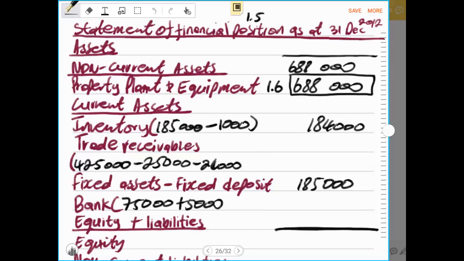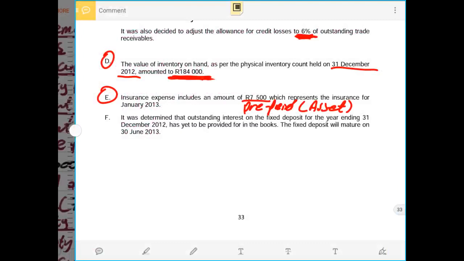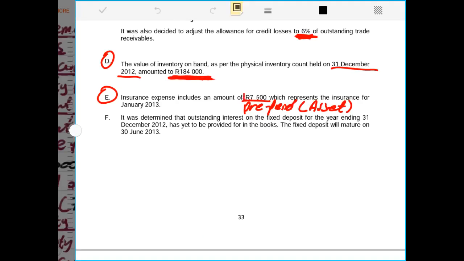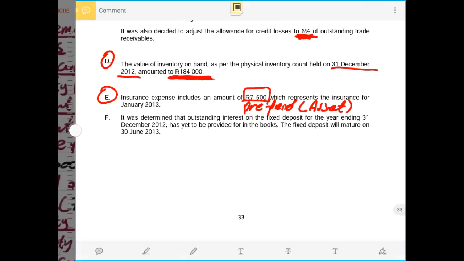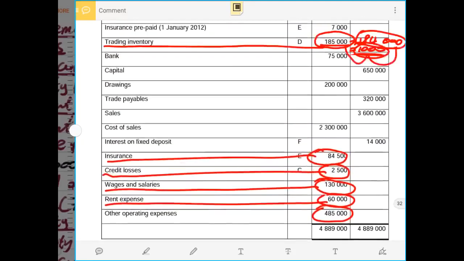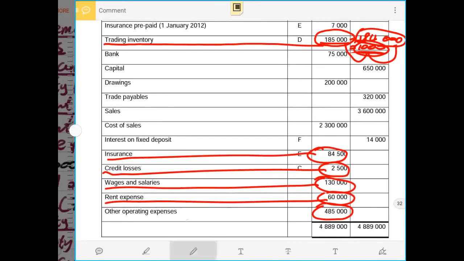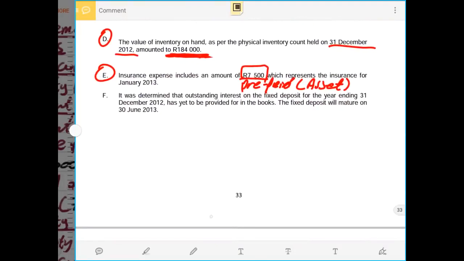Then we have to say plus 7,500. Then after, we also have to take that into account in the ledger account for insurance. Remember, this 7,500 is included in the amount of insurance that is in the trial balance. So the insurance sitting in the trial balance as 84,500 is overstated, because 7,500 does not belong in the current year, it belongs next year. Hence this 7,500 must be removed.